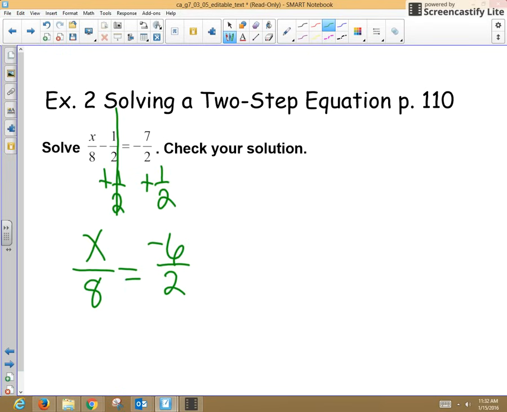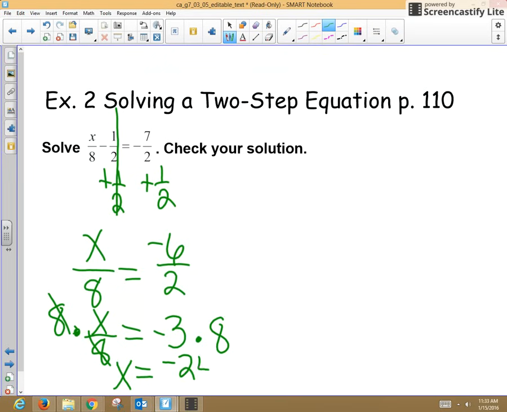Negative 6 divided by 2 can be simplified. 6 divided by 2 is 3. So we have x over 8 equals negative 3. Now we can isolate x by multiplying both sides of the equation by 8, to undo the division. 8x divided by 8 cancels out to 1x. Negative 3 times 8 is negative 24.